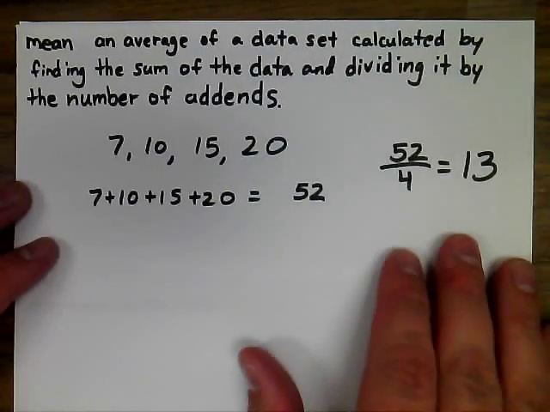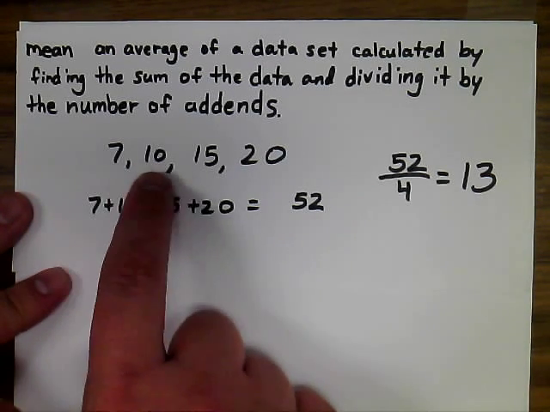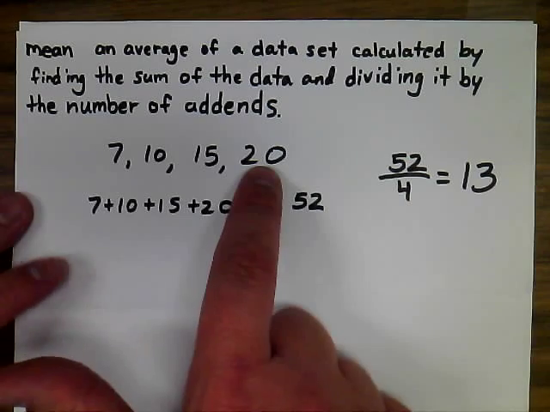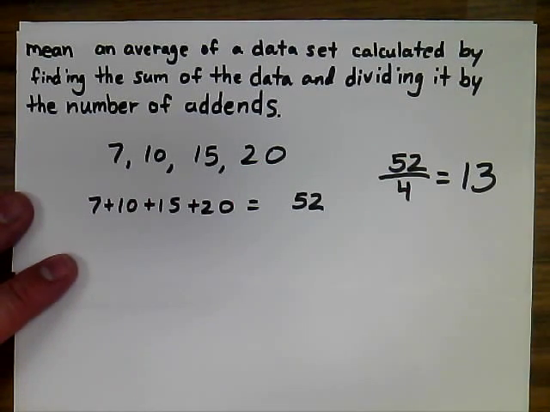Now, I think you remember from previous learning how to find the mean. The mean is an average of a data set, and it's the same average that your teachers generally use to calculate your scores. It's calculated by finding the sum of the data and then dividing it by the number of addends. In this case, you'd add 7, 10, 15, and 20 to get 52, and because there are 4 addends, you divide by 4 to find the mean of 13.